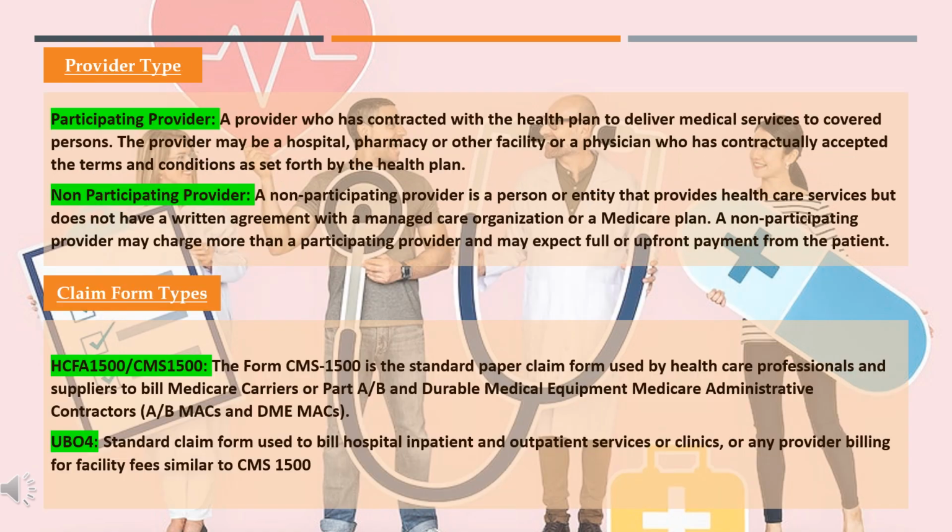recommendation. Provider type. In the start of this video we discussed rendering, referring and primary care provider. These providers are further categorized as participating provider or non-participating provider. Let's understand. Participating provider: a provider who has contracted with the health plan to deliver medical services to covered persons. The provider may be a hospital, pharmacy or other facility or a physician who has contractually accepted the terms and conditions as set forth by the health plan.